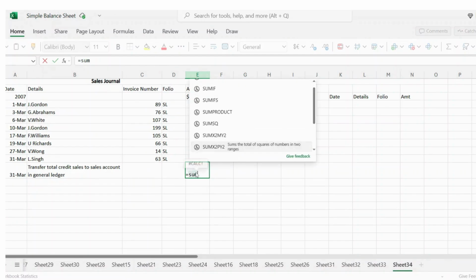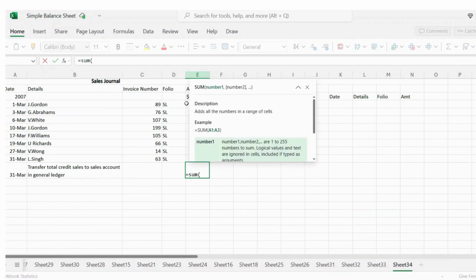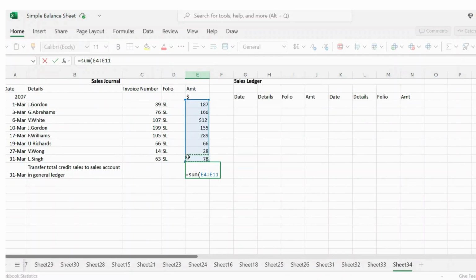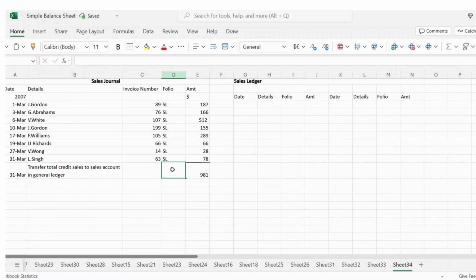So we're summing all of this column. Now, since I'm working with a spreadsheet, I'm going to go ahead and just allow it to do the calculation, and the folio for that would be the general ledger. All right, so that is how your sales journal would look.